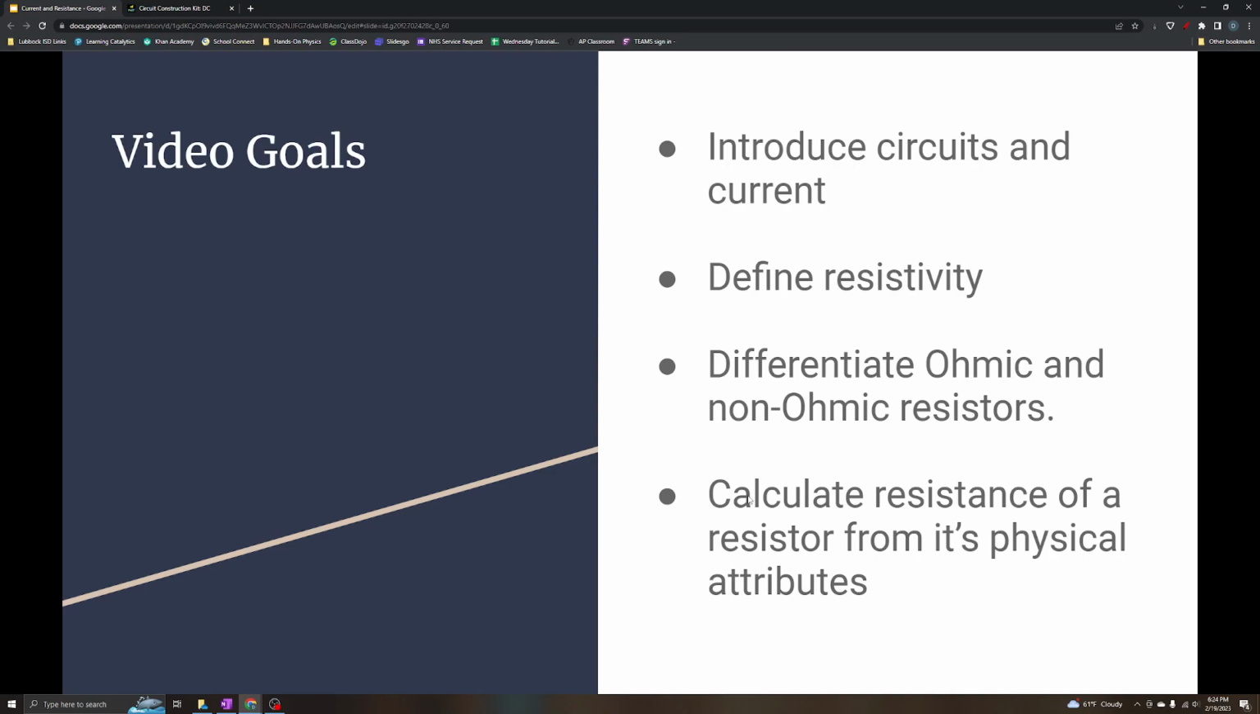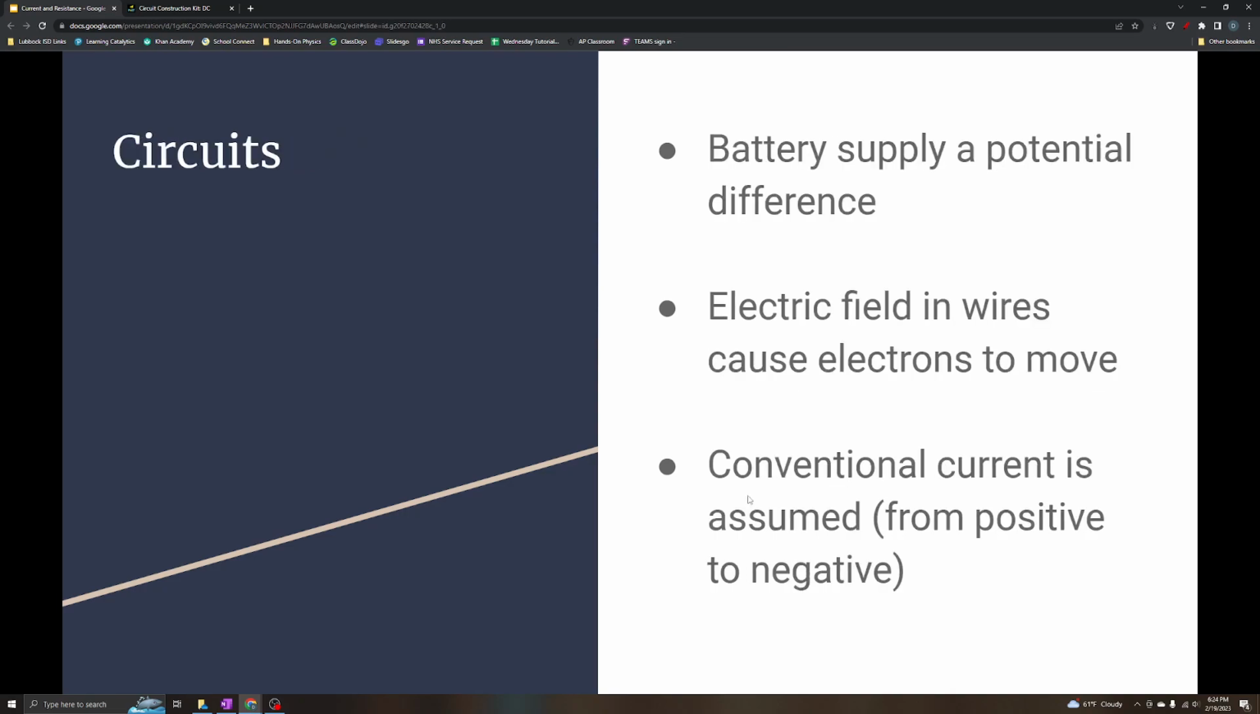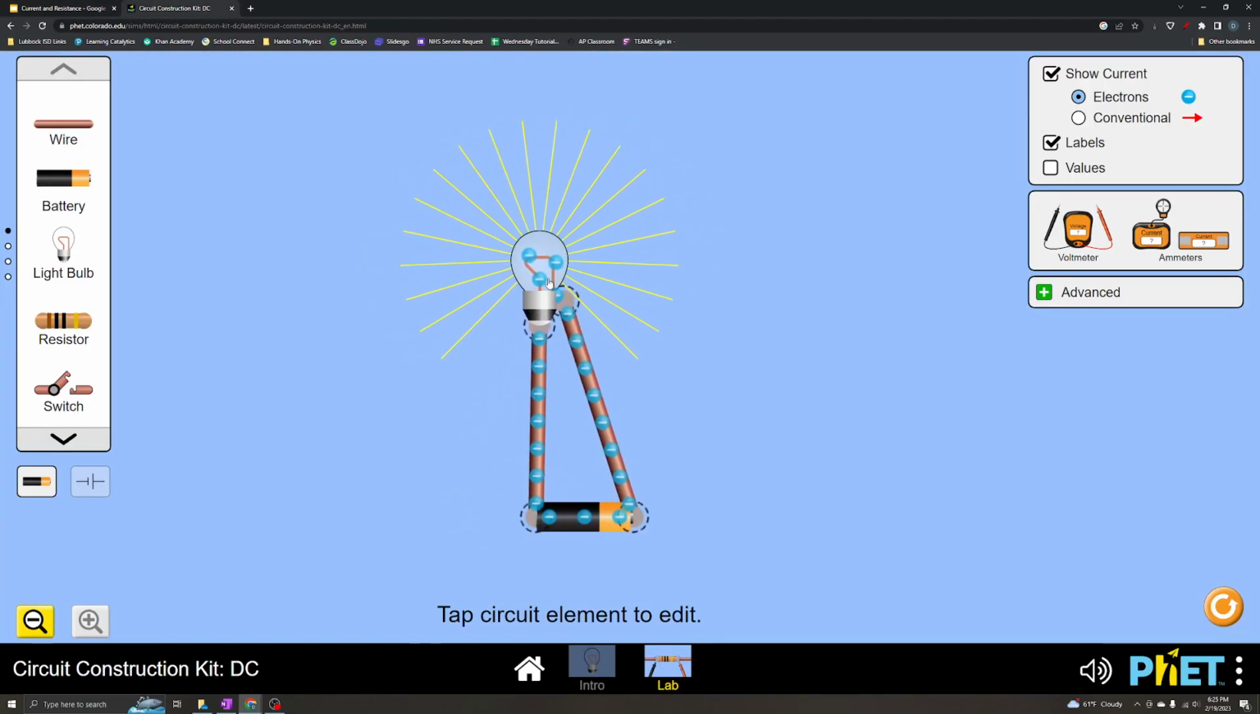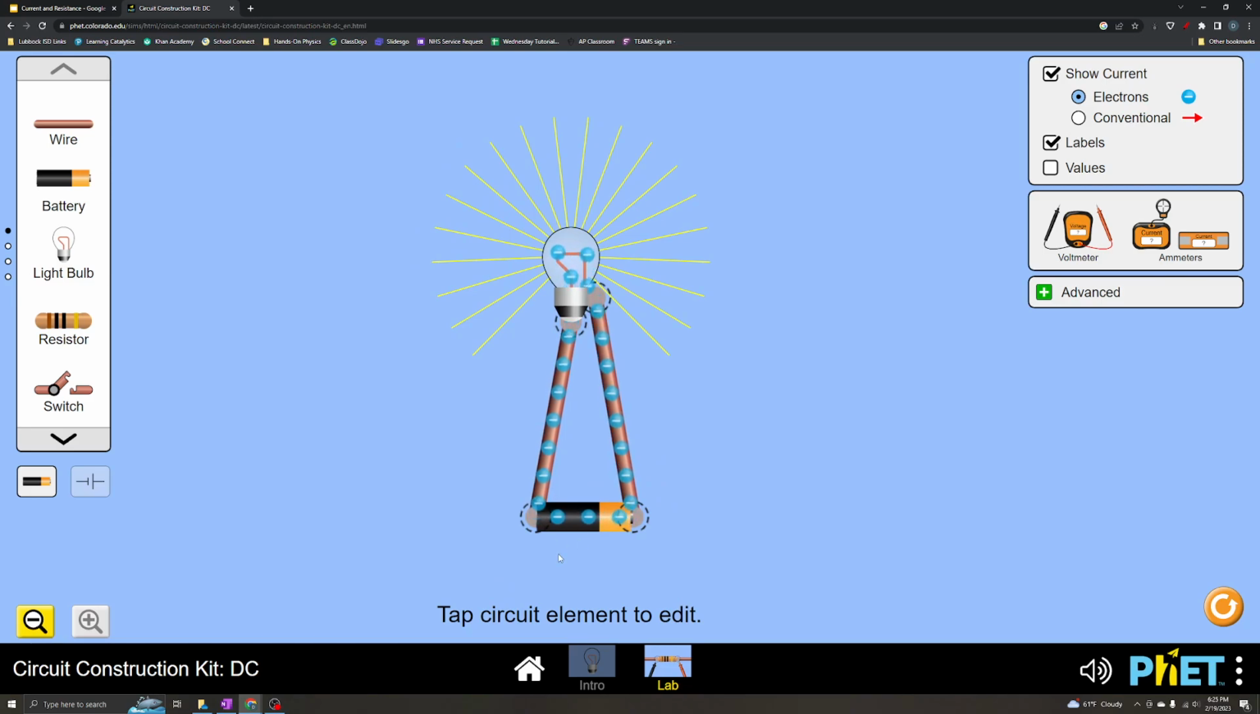Oh, and I didn't put this on the goals in here, but we do also want to introduce Ohm's law, but that kind of goes hand in hand with the ohmic and non-ohmic stuff. So first up for circuits. You should be familiar with the idea of a circuit, something that looks kind of like this. You'll have something like a battery, and then maybe you have something hooked up to the circuit, and you've got a current flowing through that circuit like that, right?